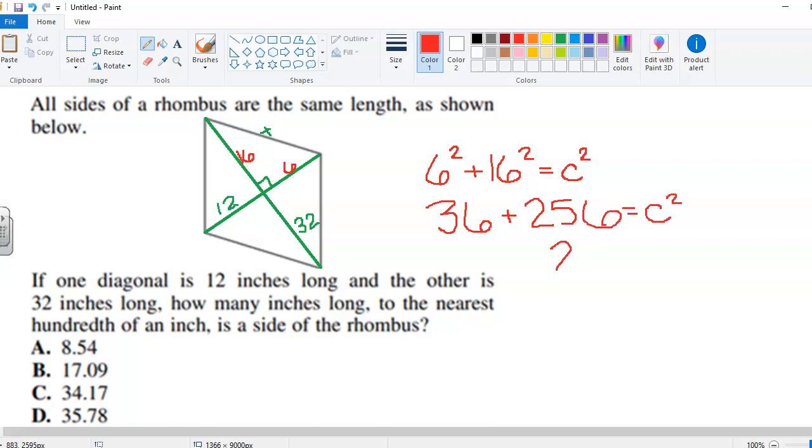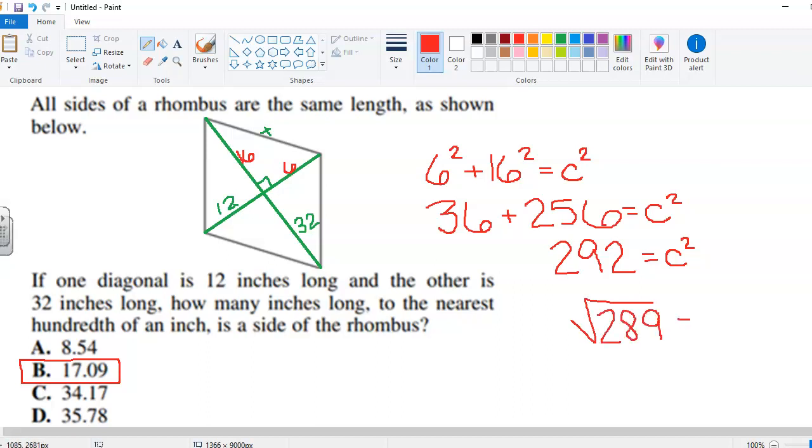And you have 292 right here. Now I'm going to save you the trouble. It's going to be a little more than 17. If you didn't have a calculator, you could just start multiplying it out, working it through. Turns out the square root of 289 is 17.